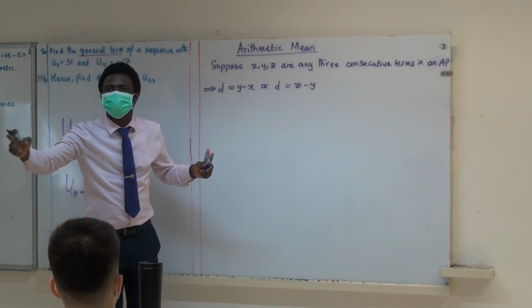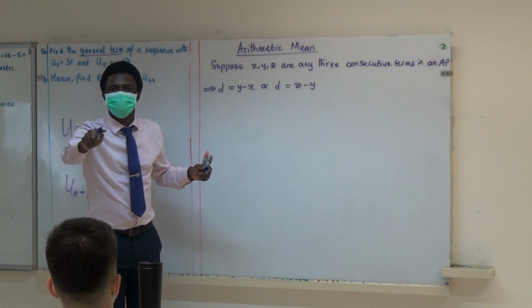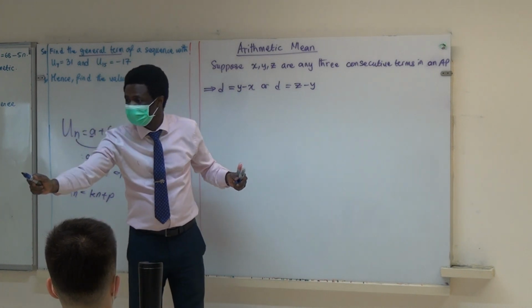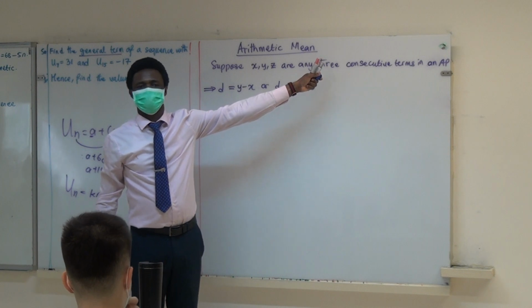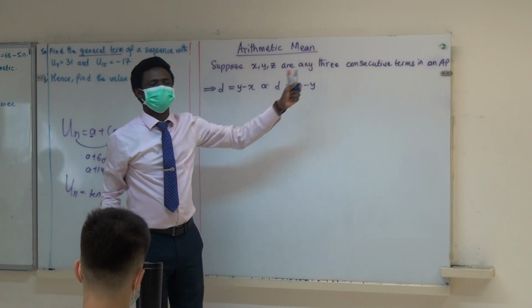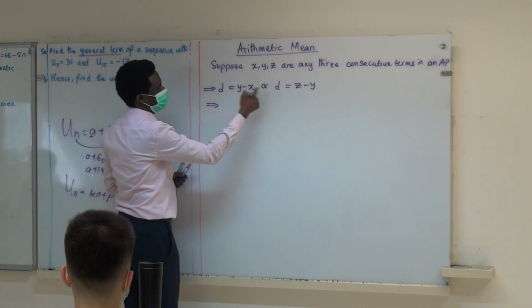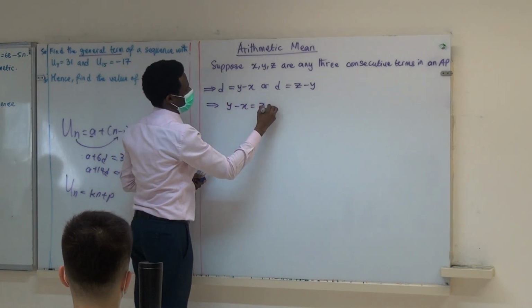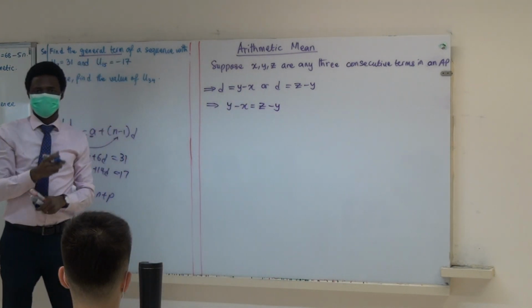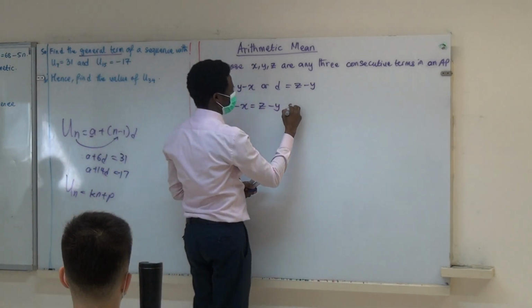That's not the reason. Because it is an arithmetic progression. That's the only reason they will be the same. Because it's an AP. Alright? Since it's an AP, then d will be equal to d, which means y minus x will be equal to z minus y. Okay? Since it is an AP.